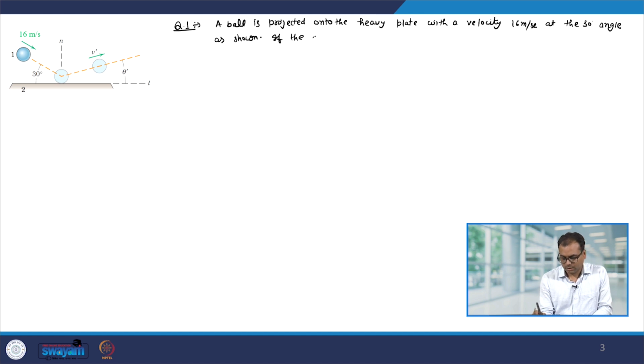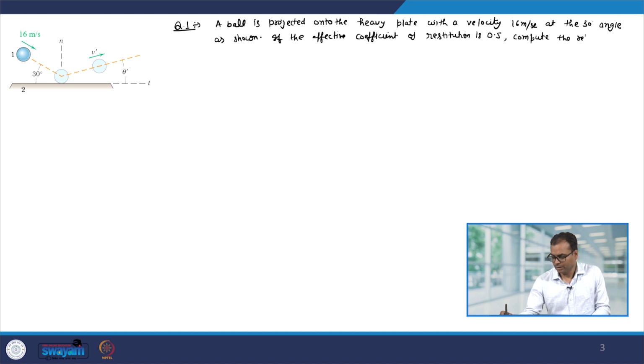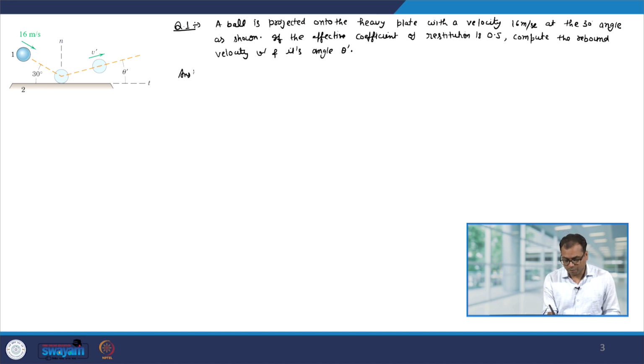If the effective coefficient of restitution is 0.5, compute the rebound velocity v prime and its angle theta prime. So, clearly this is the example of oblique angle impact and we have to find out what is the rebound velocity v prime and what is the angle theta prime.